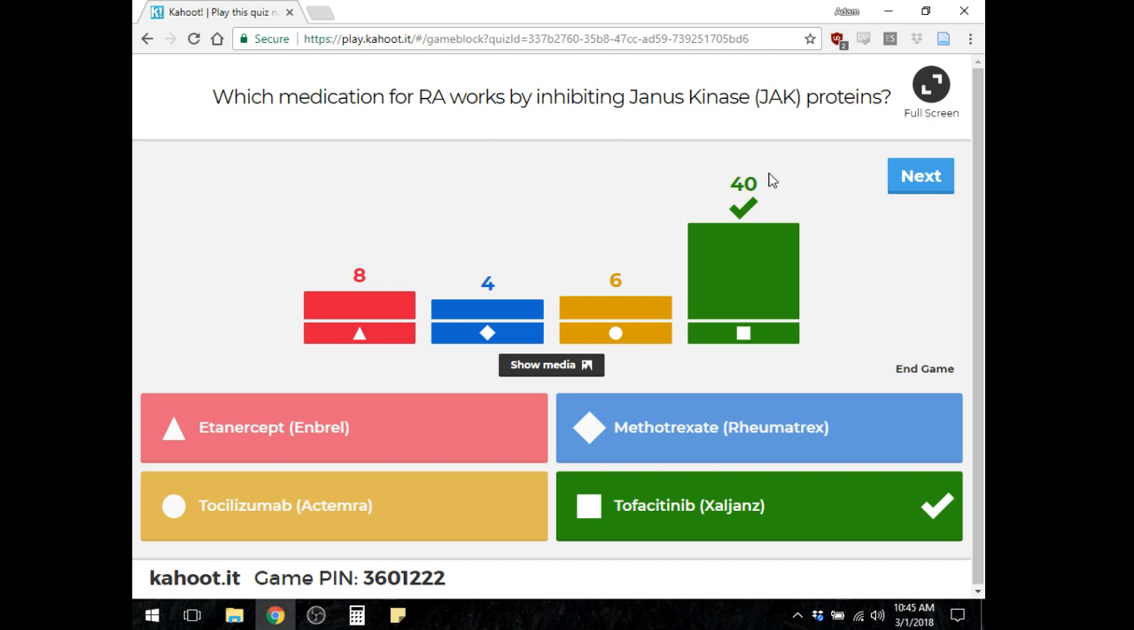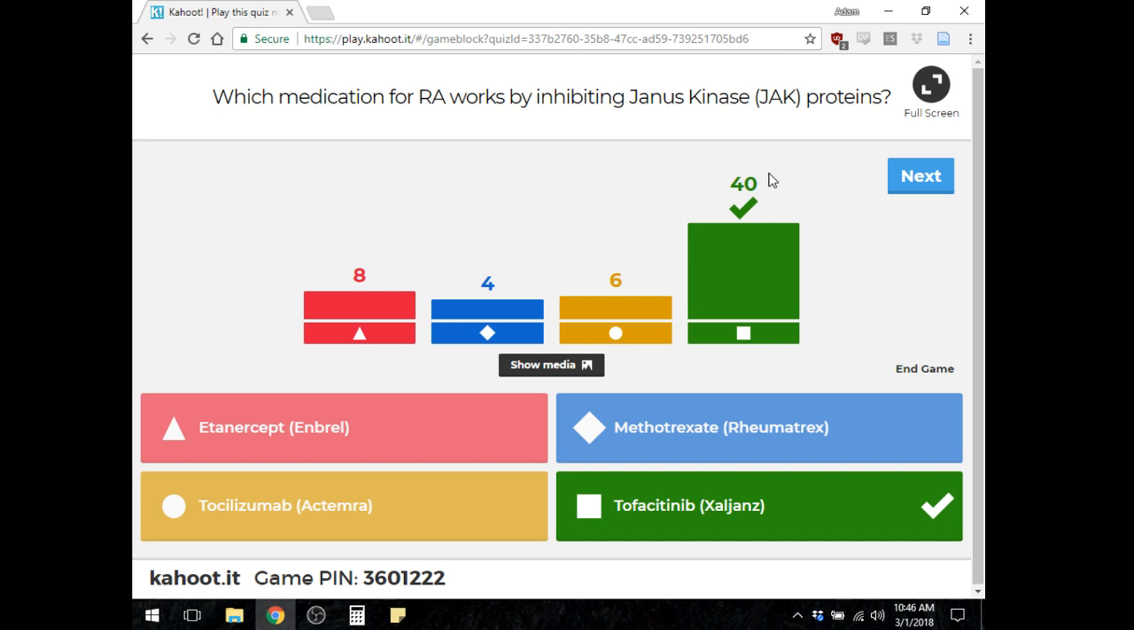How does the etanercept work? Yeah, it's TNF-alpha. It'll bind up TNF-alpha, right? So similar to something like infliximab, adalimumab, all the TNF-alpha inhibitors. How about methotrexate? Folic acid antagonist, right? How about tocilizumab? Interleukin-6, right? So it's an IL-6 inhibitor that will bind up interleukin-6.